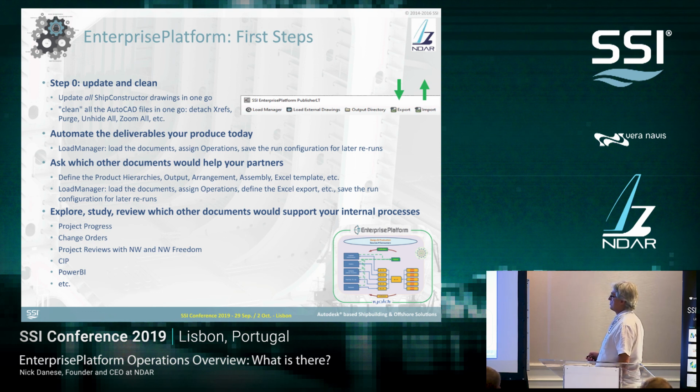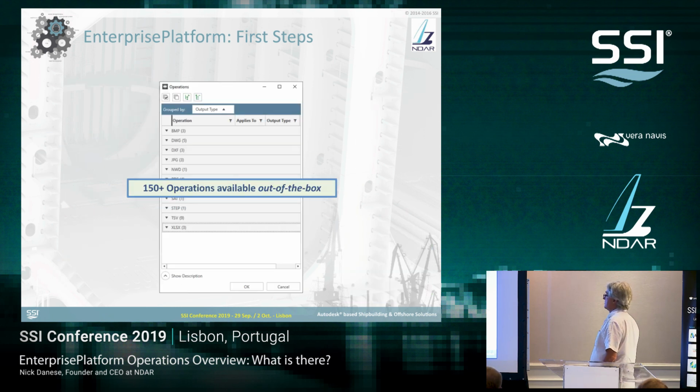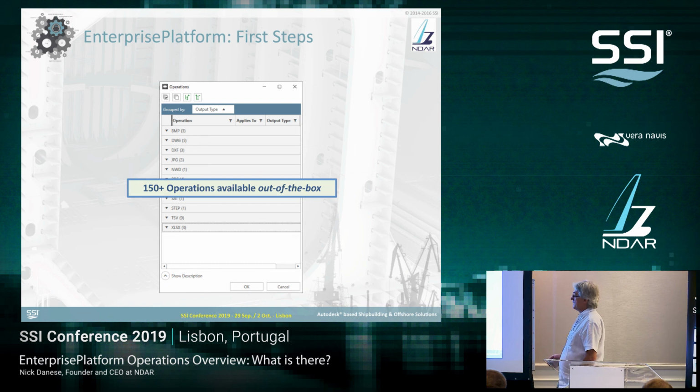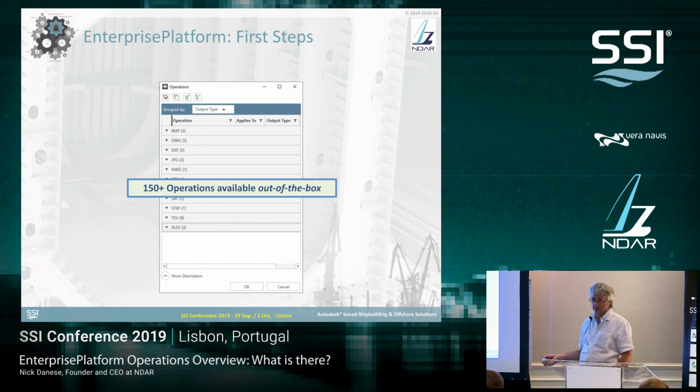Then look at what the documents you produce today. Load a couple of operations to produce just those documents, nothing more, and the rest will follow. We said there are 150 operations available out of the box. Chances are there is one for everybody.